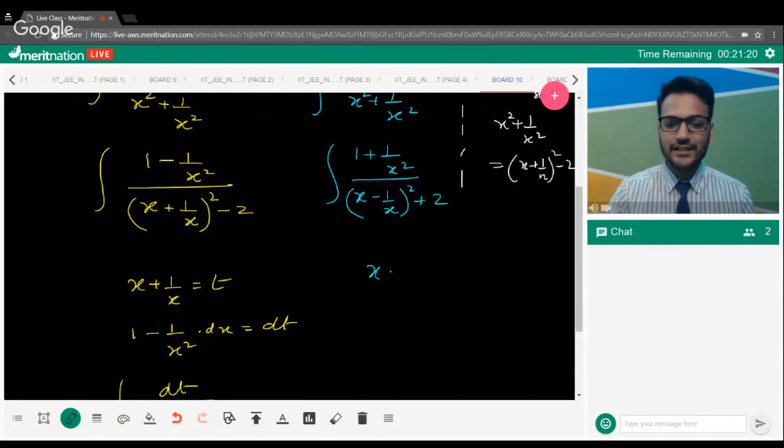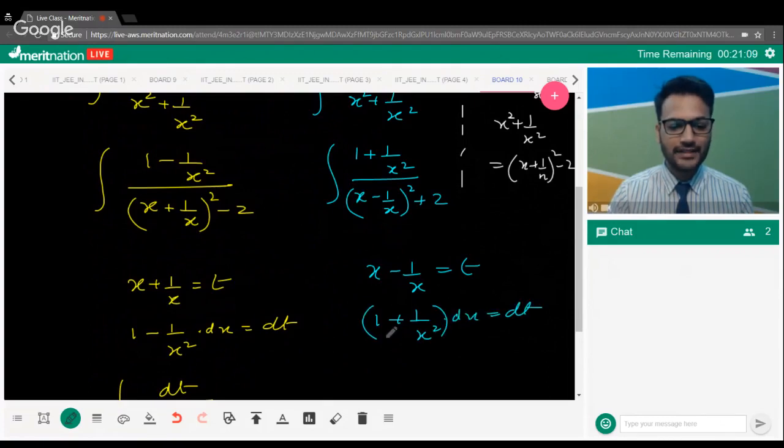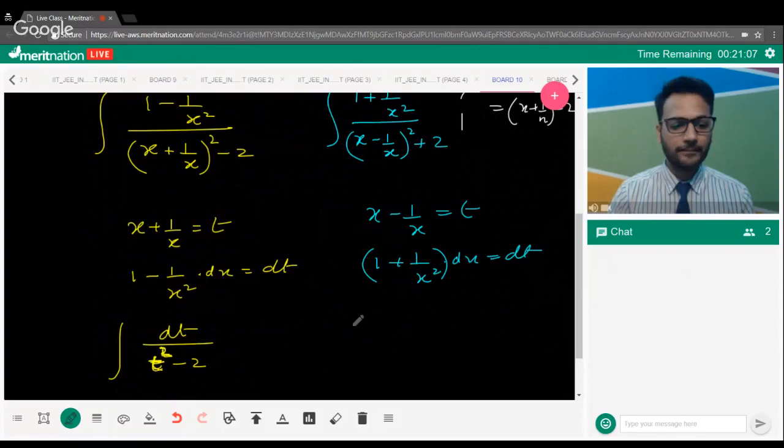So in this case, we'll assume x minus 1 upon x is equal to t. So in this case, this will be 1 plus 1 upon x squared dot dx is equal to dt. Is that okay? And eventually you will be able to solve it. This is dt upon, very nice, dt upon t squared plus 2.